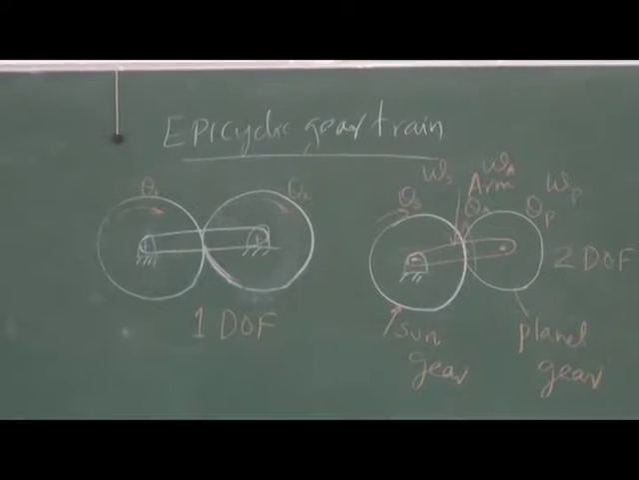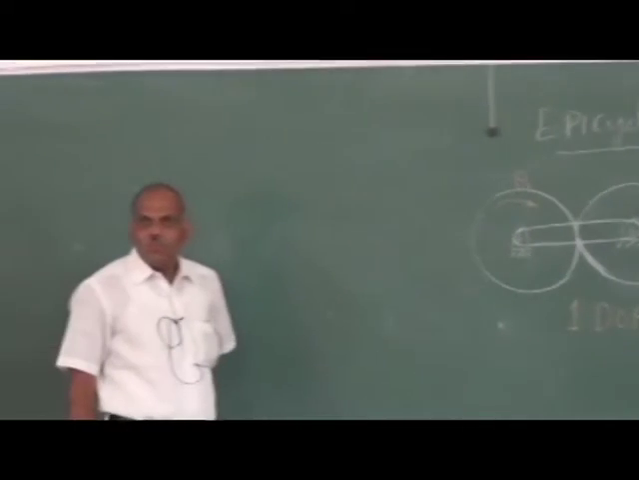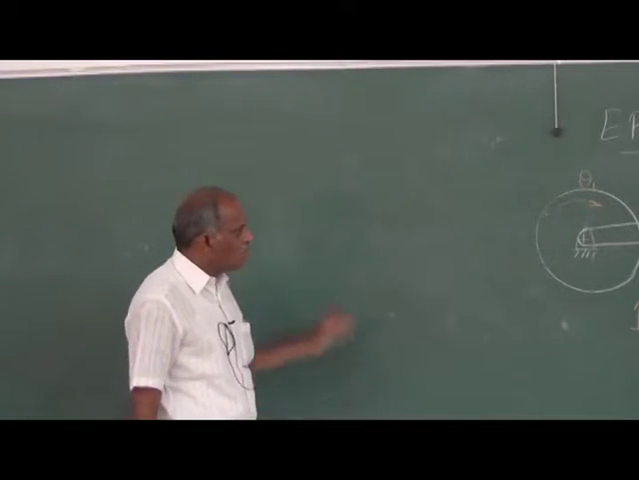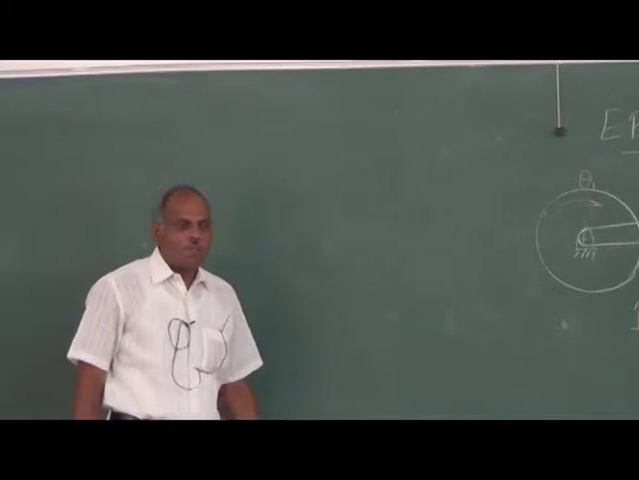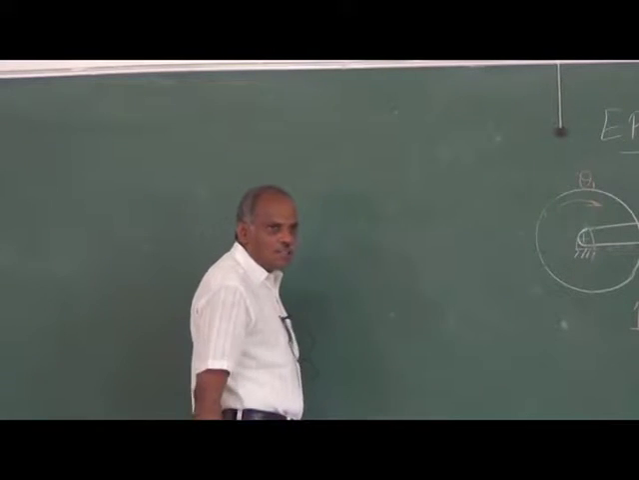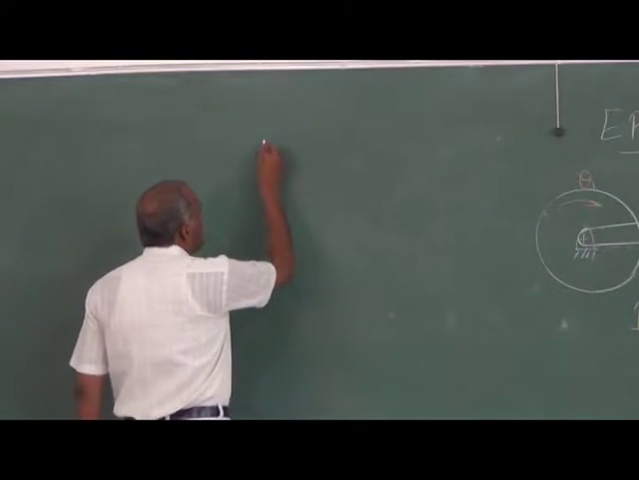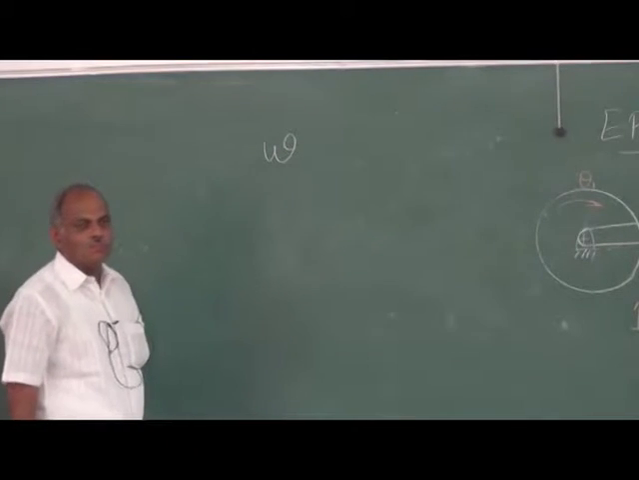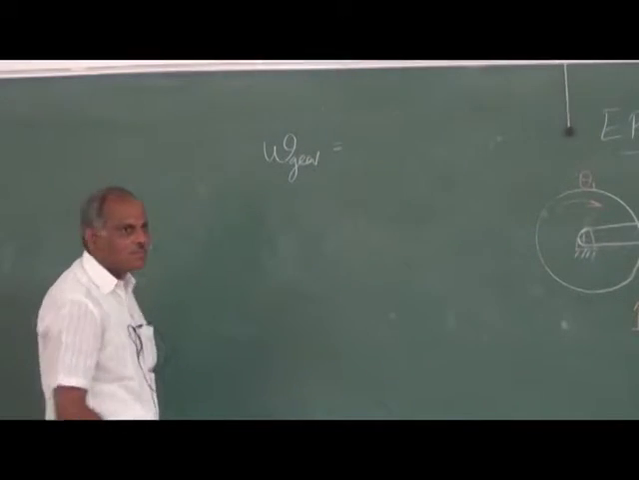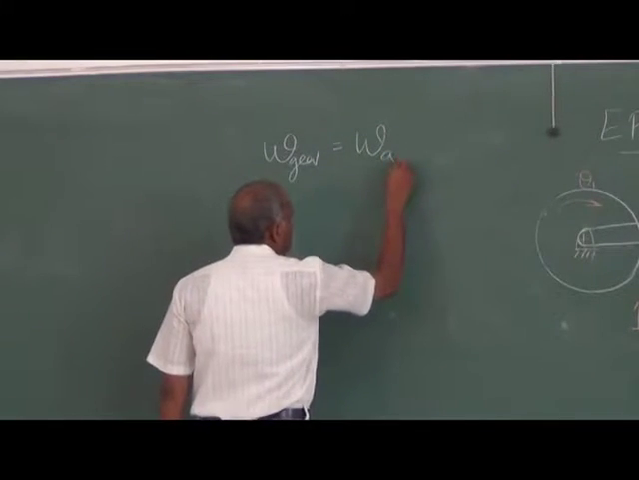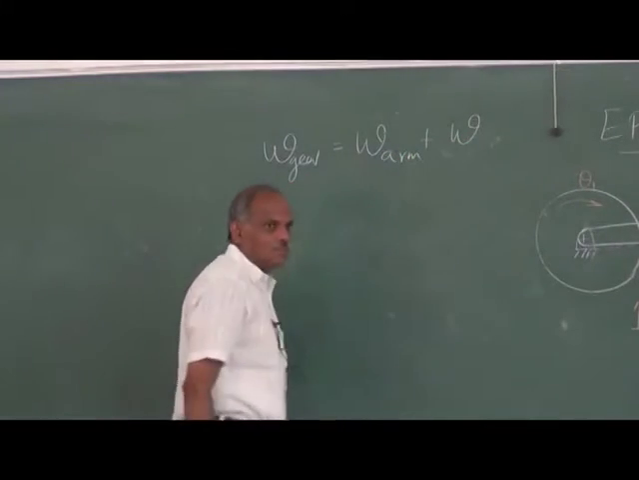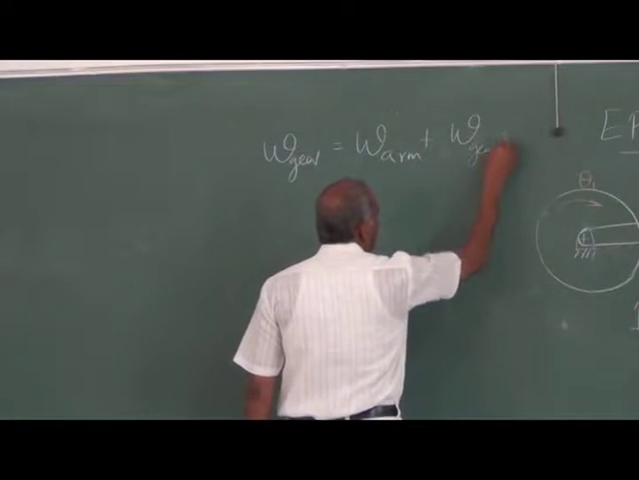Okay? So how to prove that it will rotate twice? How to do that? We can write the velocity difference equation for that. The velocity difference equation here is written in terms of the angular velocity. The angular velocity of a gear is given by the angular velocity of the arm plus the angular velocity of that gear with respect to the arm.